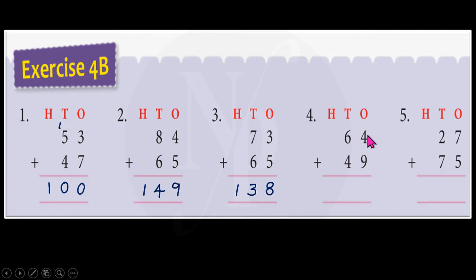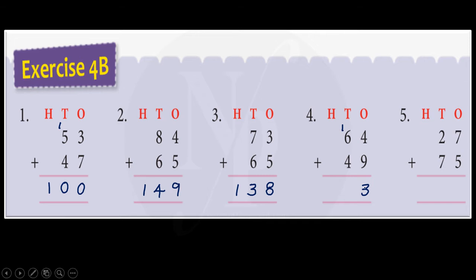Coming to question number 4, 64 plus 49. We add 4 and 9 first. 4 plus 9 is 13. 13 is a two-digit number which can be regrouped as 1 ten and 3 ones. So we carry forward 1 ten to the tens column. So I write 1 here. It represents 1 ten which is carried forward to tens column, and we write 3 in ones column. This is how 13 ones are regrouped.